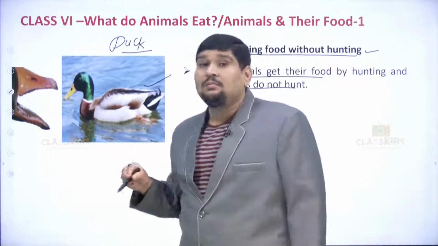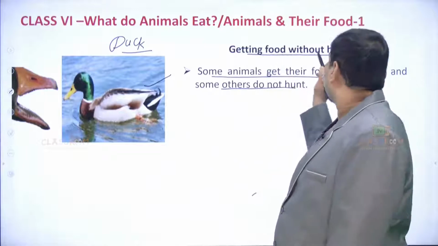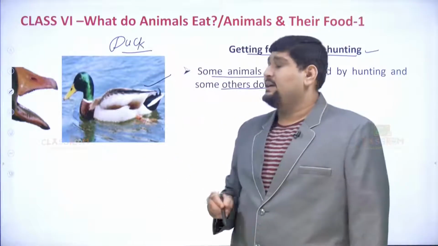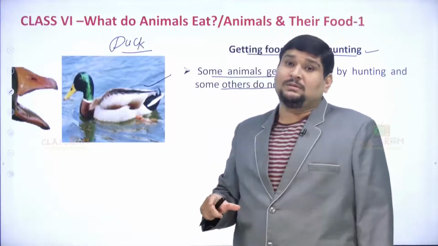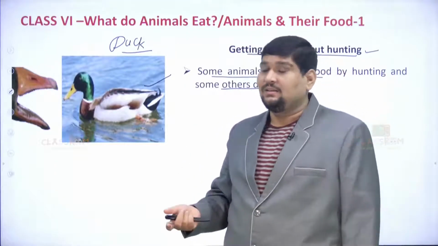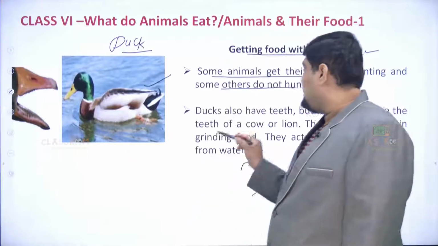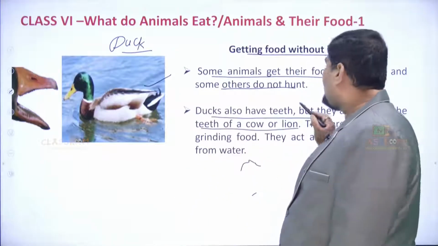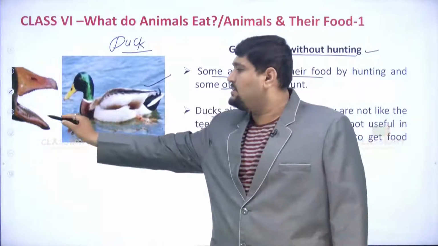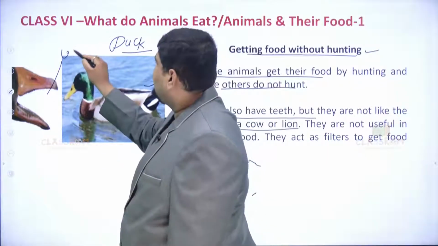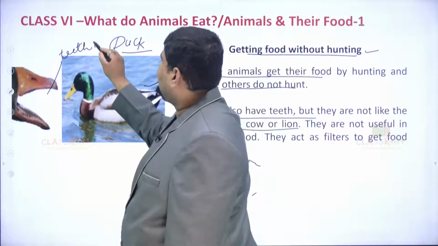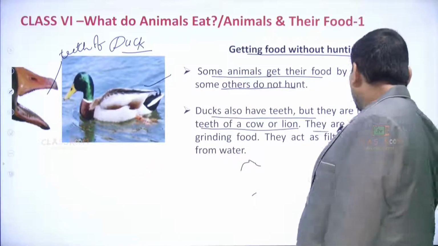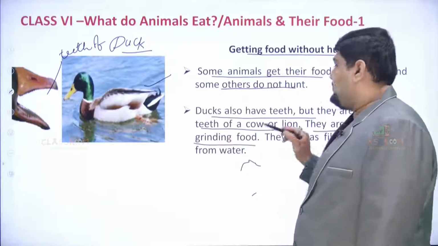Example for those animals which get their food without hunting: you can give the example of a duck here. A duck gets its food without hunting. Ducks also have teeth, but they are not like the teeth of a cow or a lion. They too have teeth, but you can see how they are. The teeth of a duck are not useful in grinding food.